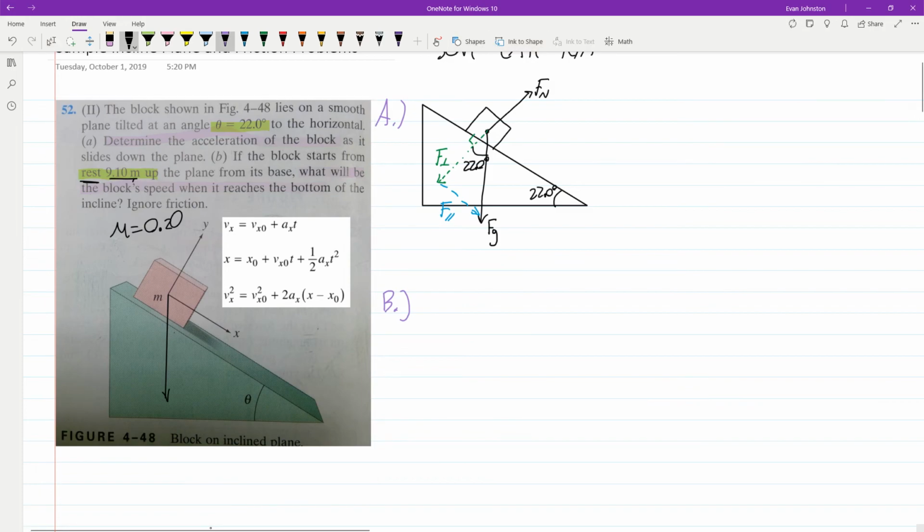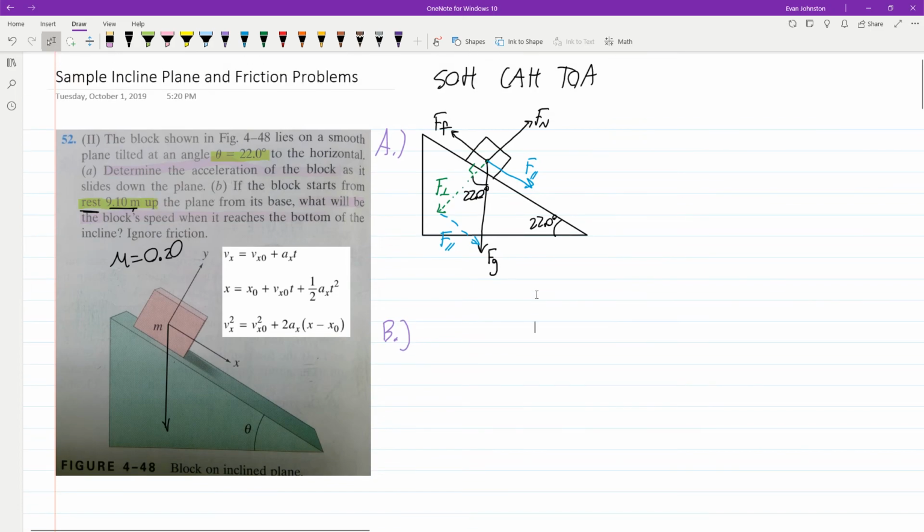Well, now this parallel part of gravity is going down this way, but we have friction which is resisting it. And so friction would be going parallel to the plane, but uphill. Here's the way to really think about it. Let me make this one a little bigger. The idea is if this parallel part of gravity is bigger, the box is going to move downhill. If friction is equal to or bigger, the box is going to stay still. Friction isn't going to make the box go uphill, but it would make the thing stay at rest.